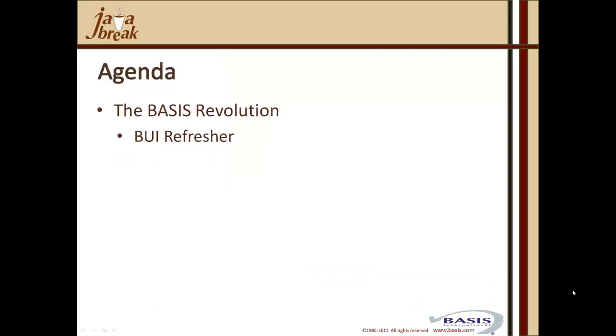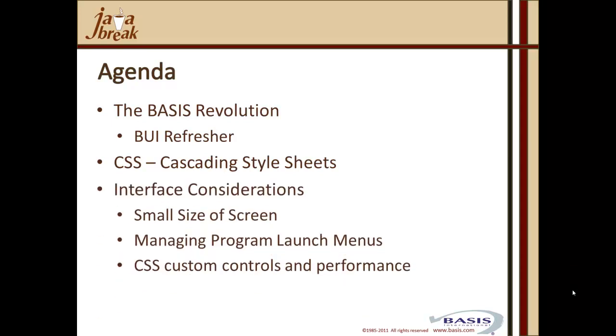Let's look at our agenda. We're going to talk about the Basis revolution. That's really a refresher on BUI, on the browser user interface, tell you why it's a revolution, and remind you of the features of BUI. We'll talk about CSS, cascading style sheets, and the role they play in developing our application for the mobile platform. We'll talk about interface considerations, small screen size, how to write a program menu launcher for the really small real estate of the mobile device. We'll talk about CSS custom controls and the performance we inherit from CSS. And then we'll take your questions and provide you with some answers.